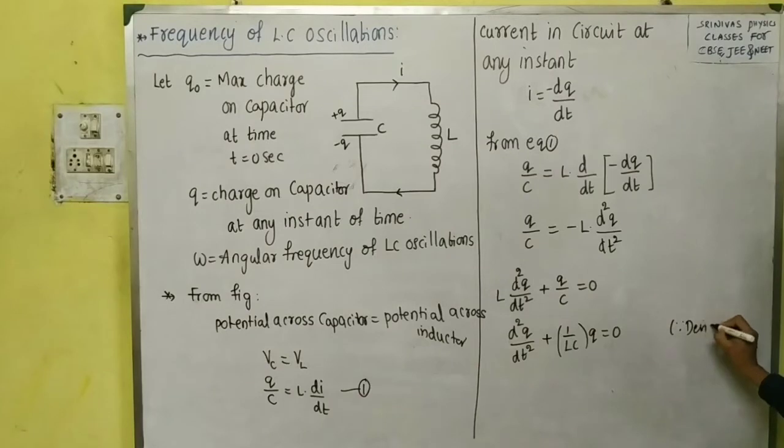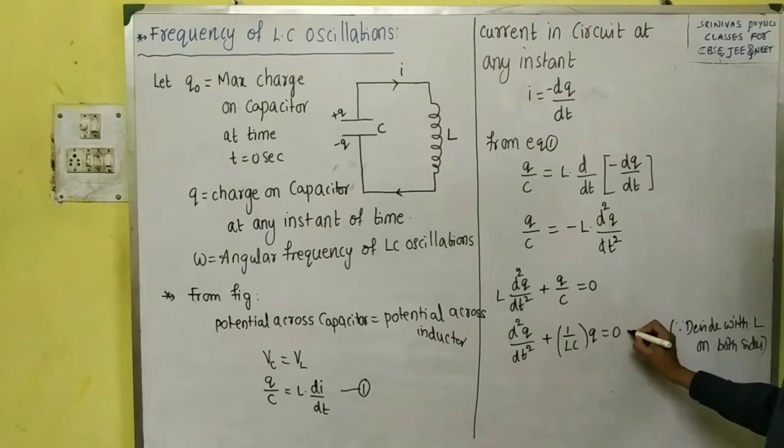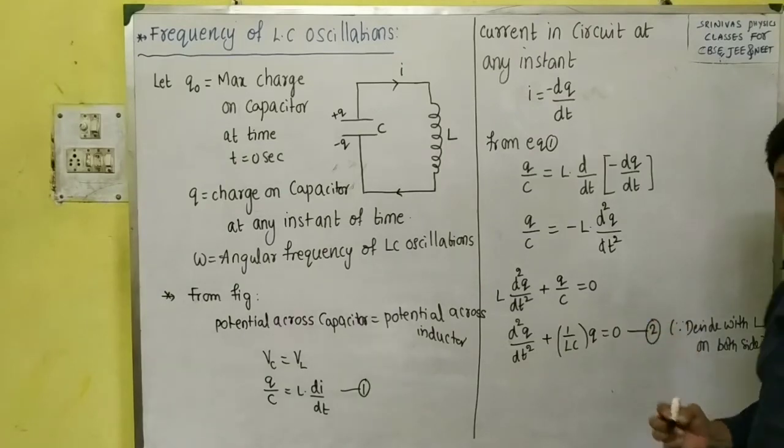Divide with L on both sides. When we divide this equation we will get the next one, and this we can take as equation 2, right? This is the important equation.